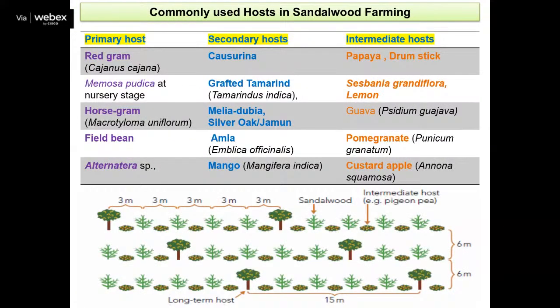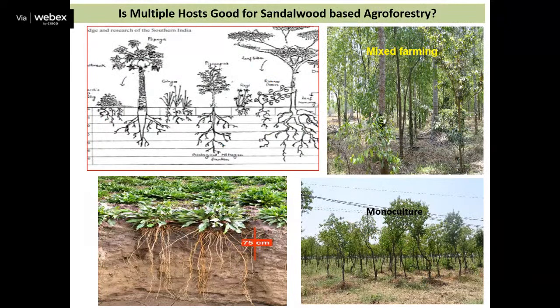And this is some list of primary host, secondary host, and intermediate host plants. These are commonly practiced in the formula. And another important aspect: when you use the host plant in different root systems, what will it help? Now that plant will take in different levels of nutrient from the soil.